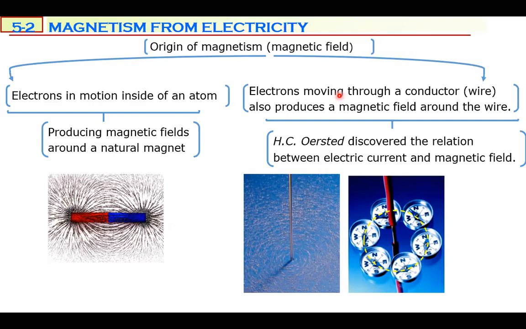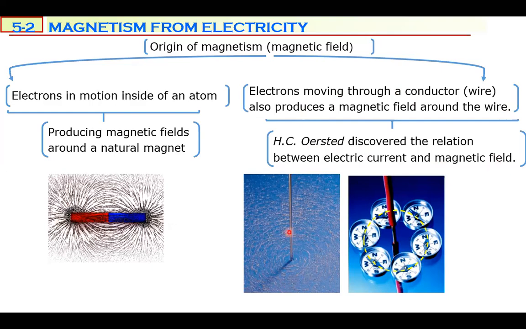What about the electrons? If electrons are moving through a conductor, so this is a wire, if you give electric current to this wire, these electrons are also in motion, so they could also produce a magnetic field around the wire. So yes, they will. The first scientist who did this experiment, who represented the magnetic field and electric current relation, is Ørsted. He discovered the relation between the electric current and magnetic field.